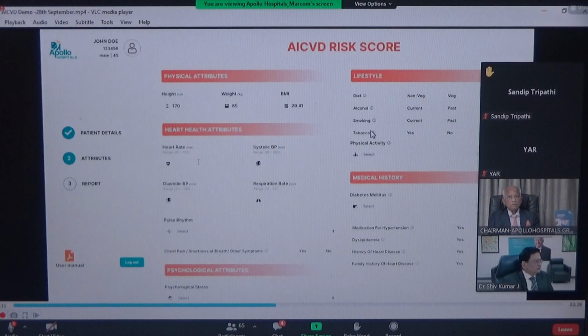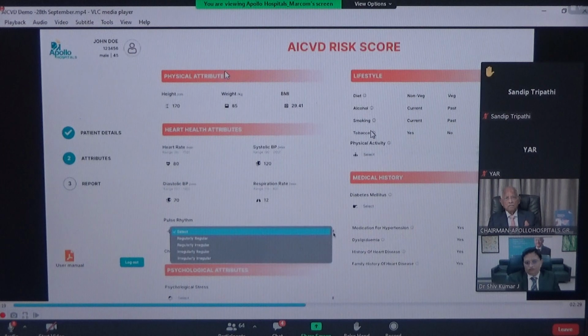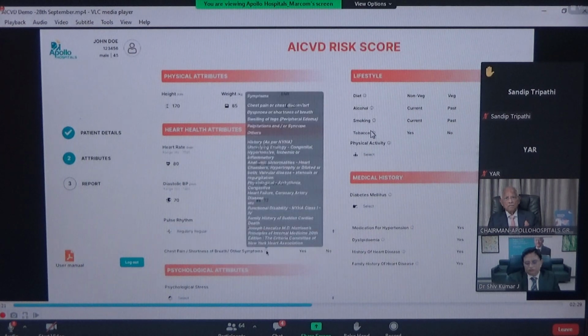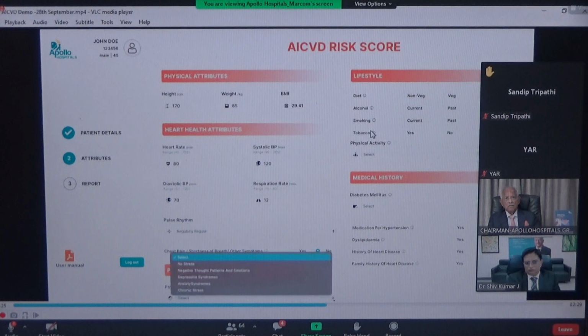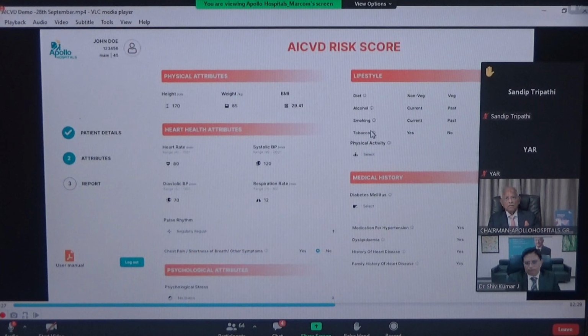So we move with height, weight, heart rate, systolic blood pressure, diastolic blood pressure, respiration rate, pulse rhythm. So these are all of the 21 risk factors. As you can see, if you have any problems with the definition of each one of them, you can put your cursor over the place and understand what it actually means and what data you have to enter.